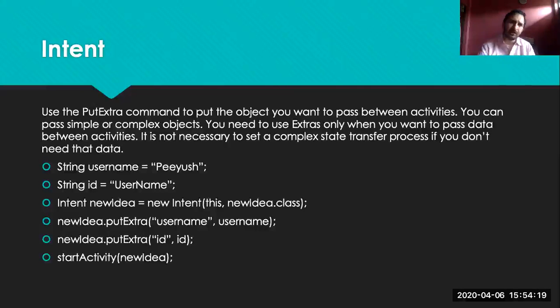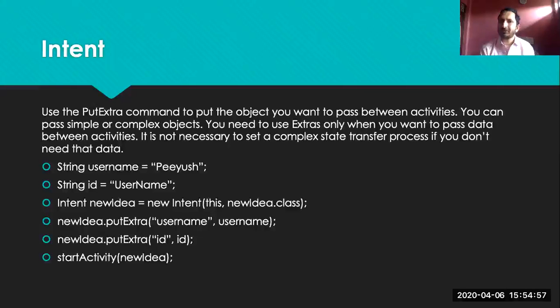See, in this example, I declared two variables, username and ID, and set some values to them. Created an intent: newIntent equals new Intent. This refers to the current application, comma, NewActivity.class. NewActivity.class is the destination where this intent will be going. newIntent.putExtra is the function to which we assign the value for that intent to be passed. And this putExtra requires two parameters.